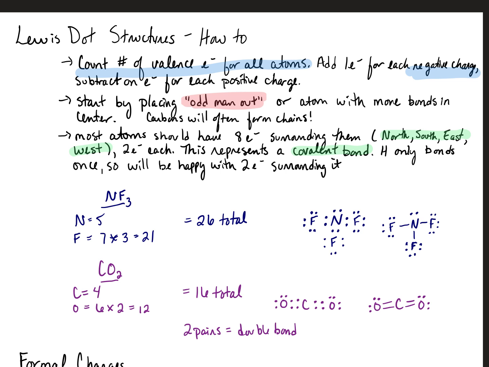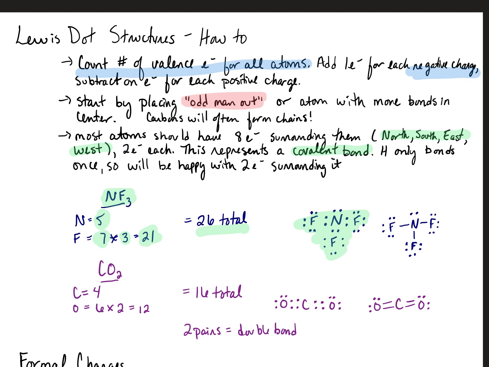So I put some examples here. If we have something like NF3, well, nitrogen has 5 valence electrons. Fluorine has 7 valence electrons, and there's 3 of them. So we have 21 electrons from fluorine. So 5 plus 21 is 26 total electrons to put that molecule together with. So I did that and showed you what this Lewis dot structure looks like here.